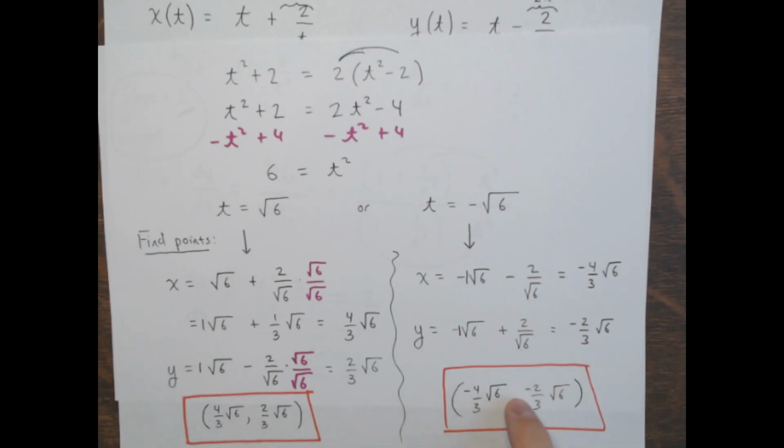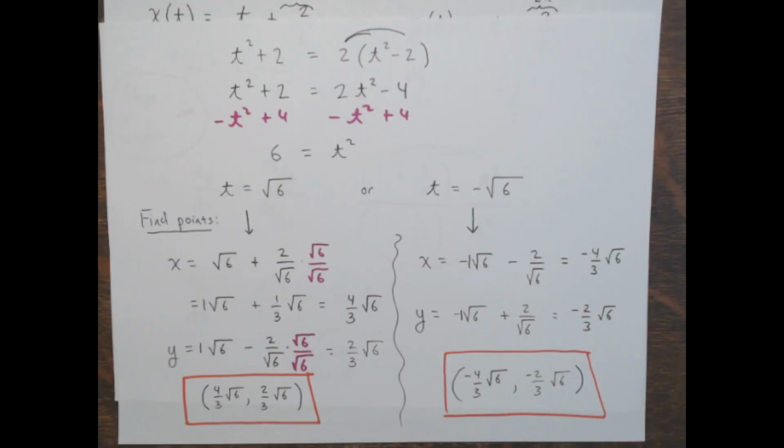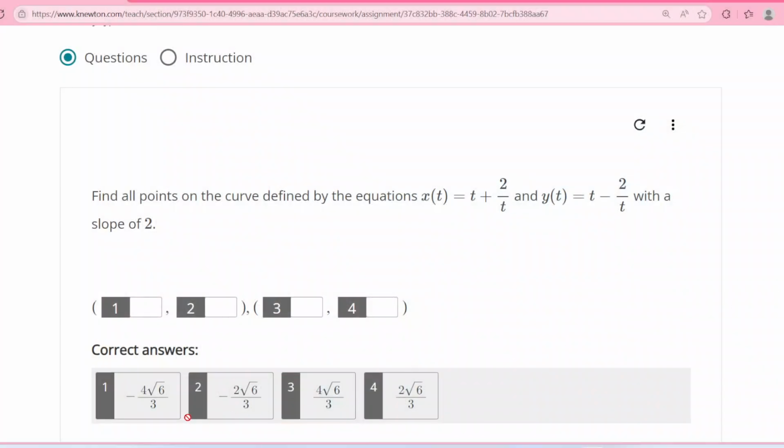These 2 points are on this curve, the curve defined by the parametric equations, and they should be points where the slope of the tangent to the curve is 2, positive 2. Right. You can see that those are the answers too when I go back to the site, right? You see one of them has, the first and second blanks are for one point with the negative 4/3 root 6, negative 2/3 root 6, and then the third and fourth blank are for another point with the positive 4/3 root 6 and the positive 2/3 root 6, right? So I got them. Now let's verify this visually.